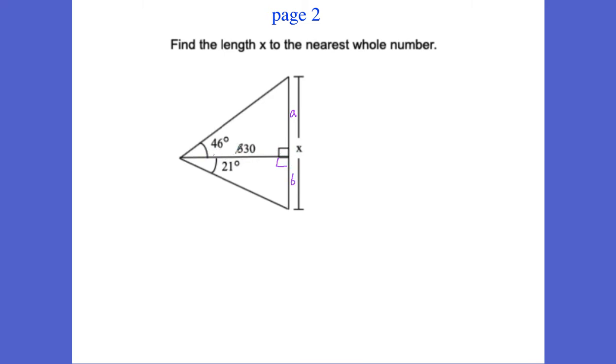Knowing we have this leg here, to find B we can set up tangent of 21 degrees, just this angle right here. We're looking at this small right triangle. Tangent 21 equals opposite over adjacent, B over 530. I can solve for B by multiplying both sides by 530, and B will equal 530 times the tangent of 21, which is 203.45.